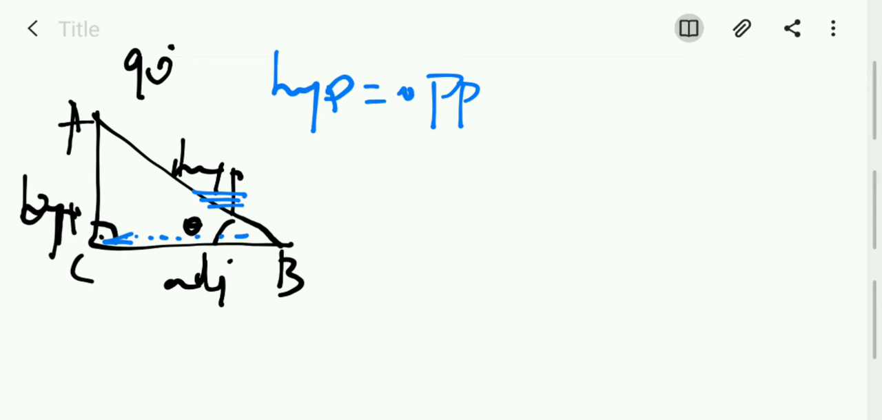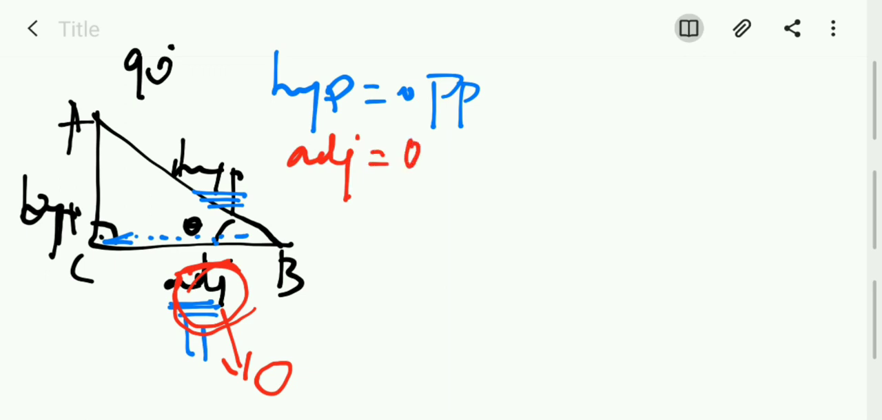But look here, since it is moving towards the opposite side, that means this has to be 90. Now what is happening to adjacent? It is shrinking down. This is shrinking down to 0. So adjacent is equal to 0. Whereas in 0 degree, opposite was 0, in 90 degree, adjacent side will become 0. Now once again everything is very, very simple.